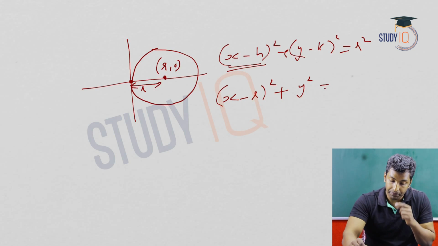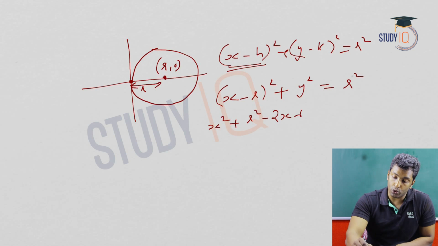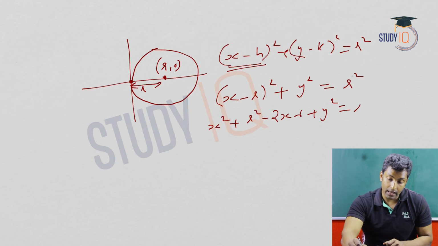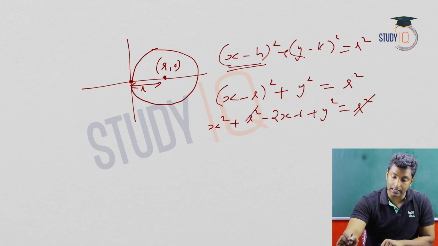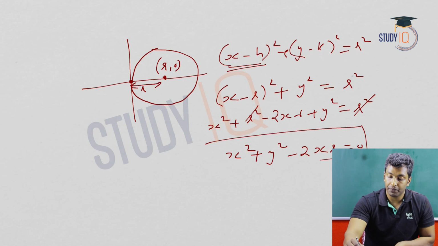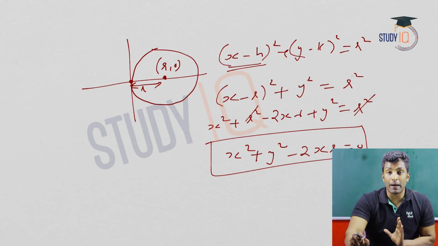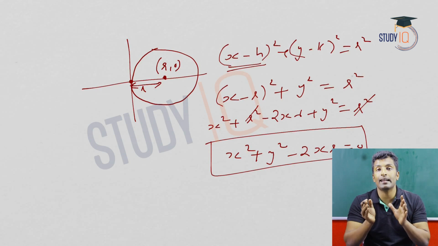So y square equal to r square. Now you can open up this bracket: x square plus r square minus 2xr plus y square equal to r square, and this r square and this r square get cancelled out. So what you'll get: x square plus y square minus 2xr equal to 0. So this is the equation of a circle which is passing through the origin and has its center on the x-axis.